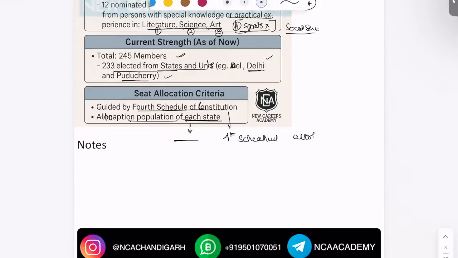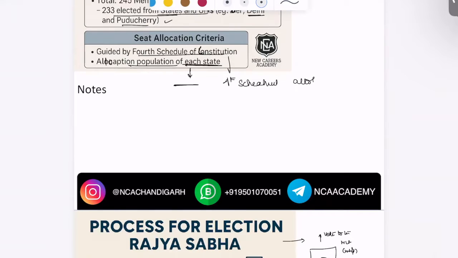करंट स्ट्रेंथ हमने बता दिया. सीट एलोकेशन कैसे है? According to proportional representation of the population of the states. तो 1947 में, अभी मैं ये कुछ आगे कराऊंगा, it is guided by the Fourth Schedule and according to the population of each state. Remember, हमने पूछा अच्छा कौन से में allocation of seats in राज्यसभा है? Fourth Schedule. कौन से में है? Fourth Schedule. Let's revise the schedules.